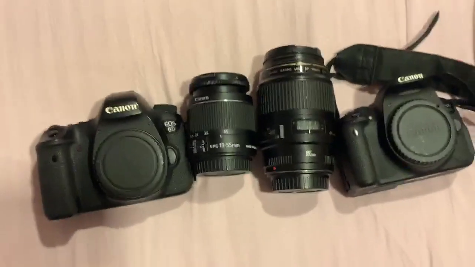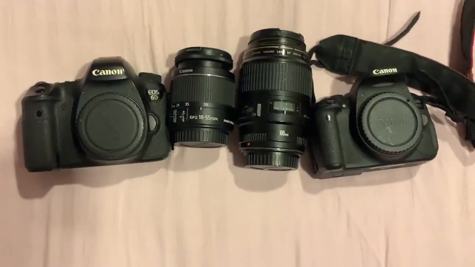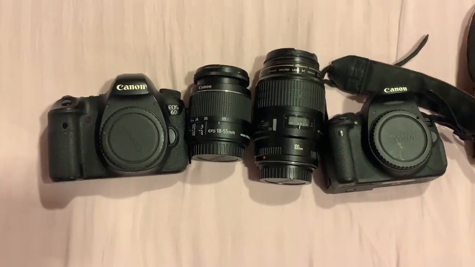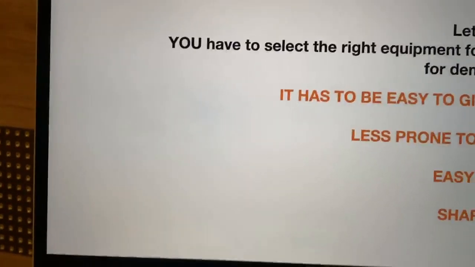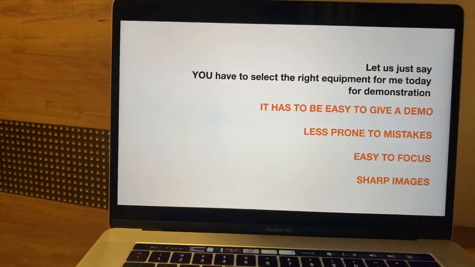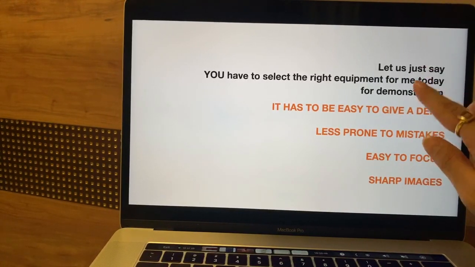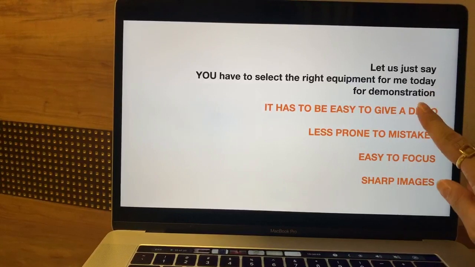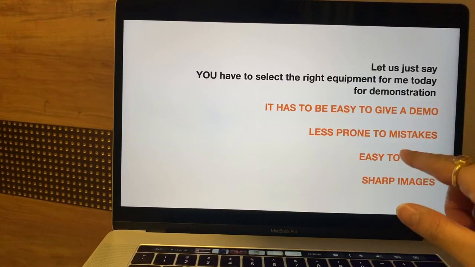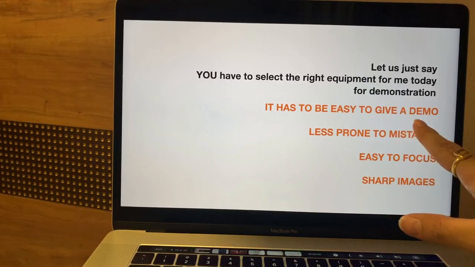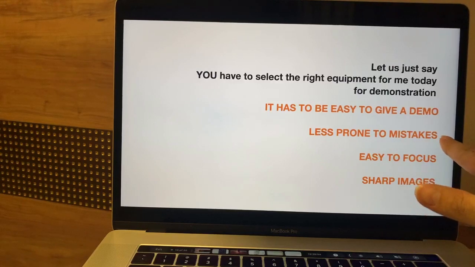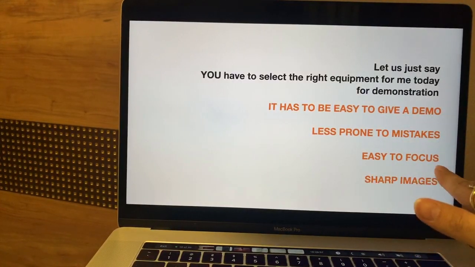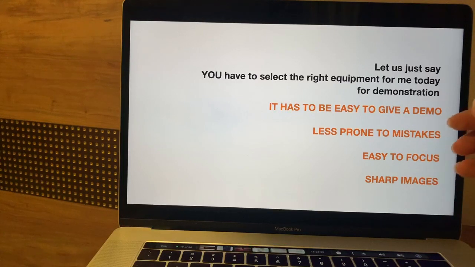So you have to tell me what will be the best equipment for me for demonstration purposes today. Please tell me. But I have a few conditions. What are those conditions? This is the question actually. So let us say you have to select the right equipment for me today for demonstration. But I have certain conditions, and these are your conditions. Number 1, it has to be easy for me to use and give you a demo on. Number 2, it should be less prone to mistakes. Number 3, it should be easy to focus for me because I'm giving a demonstration. I don't want to waste your time focusing.